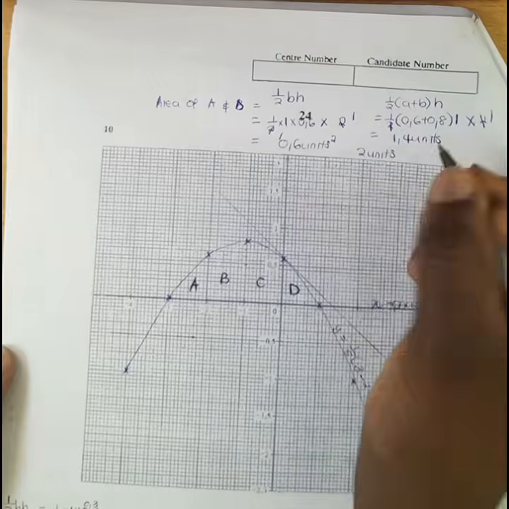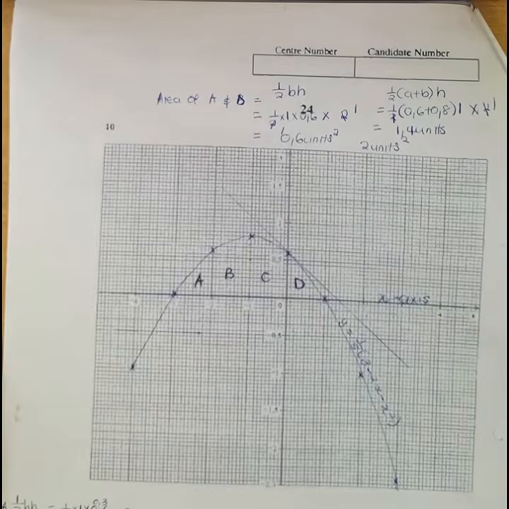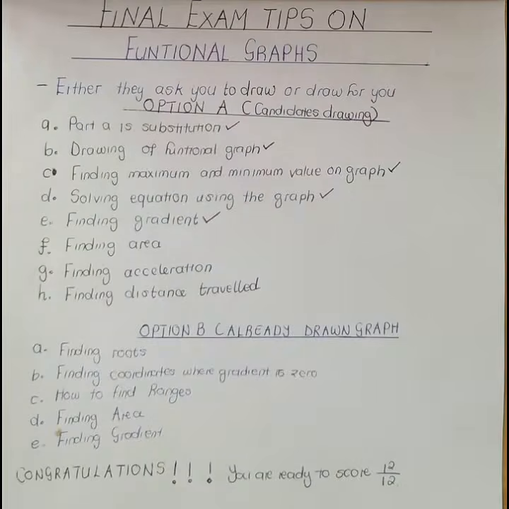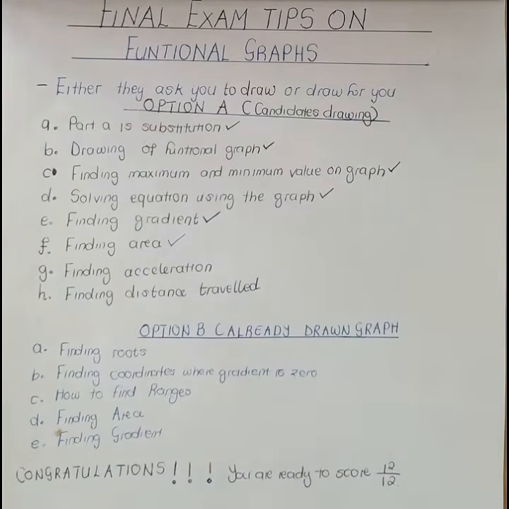So this is how simply you find the area when the graph is curved. We are done with our sixth objective of finding the area. Now we want to move on to the seventh objective of finding acceleration.